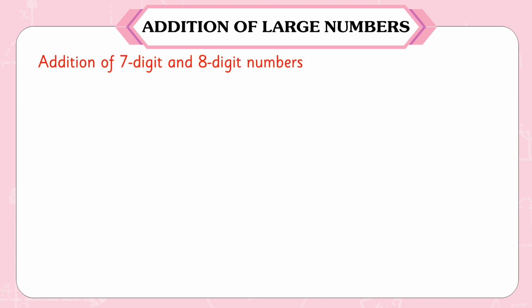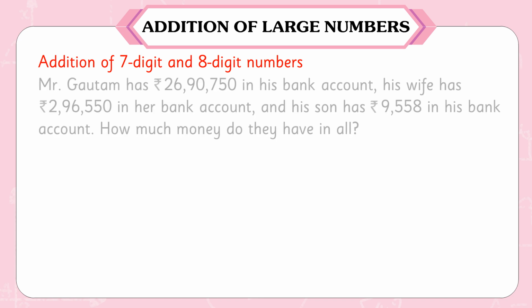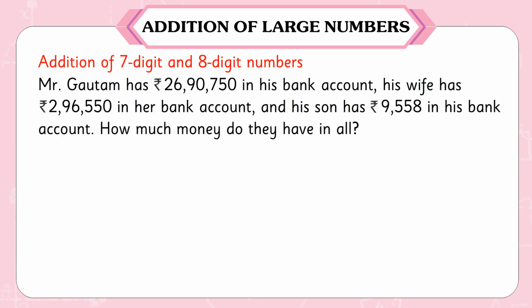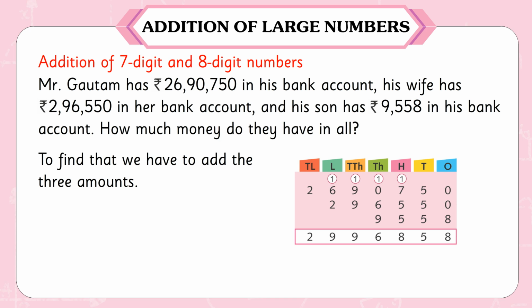Addition of 7-digit and 8-digit numbers. Mr. Gautam has 26,90,750 rupees in his bank account. His wife has 2,96,550 rupees in her bank account. And his son has 9,558 rupees in his bank account. How much money do they have in all? To find that, we have to add the three amounts.